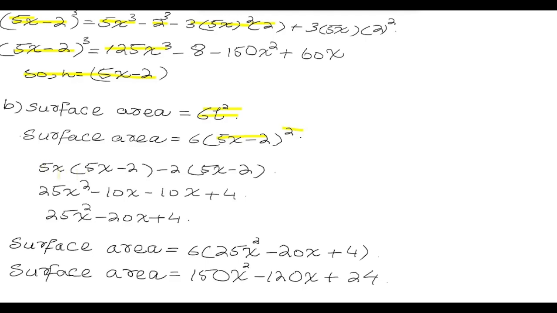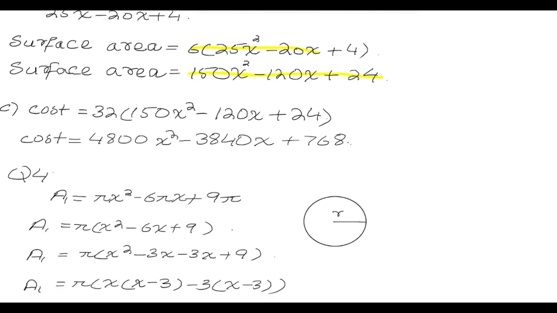So that results in 6 bracket 5x minus 2, and this square basically means that we are going to multiply 5x minus 2 with 5x minus 2. That is why I multiplied both of these terms. That results in 25x square minus 20x plus 4, and then we will multiply it in the end with 6. So this will be our surface area, which is 150x square minus 120x plus 24. Now let's move on to the next part.